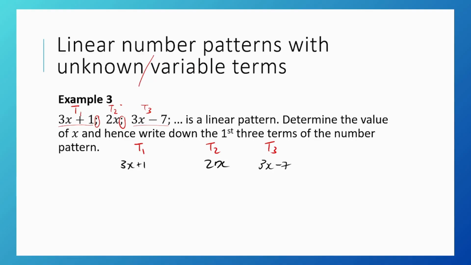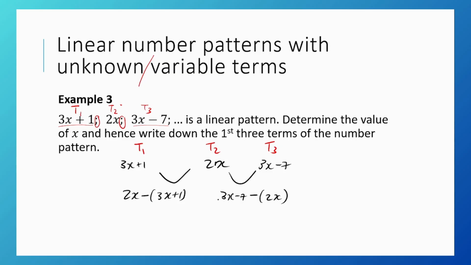So if it has a constant difference, that means the difference between these 2 terms and the difference between those 2 terms have to be equal. So what we are going to do is find the difference of each and equate them. So we always take the second one, so 2x minus, in brackets, the one straight in front of it. Similarly here, between the 2 terms, you take the second one and you minus the one straight in front of it.